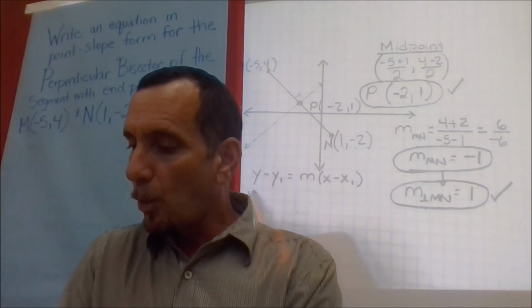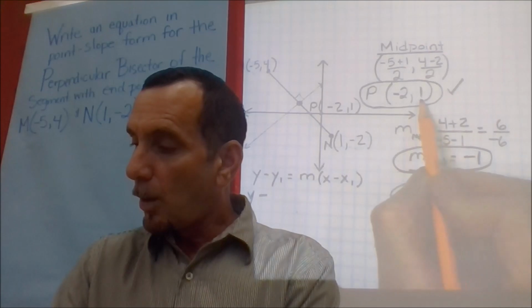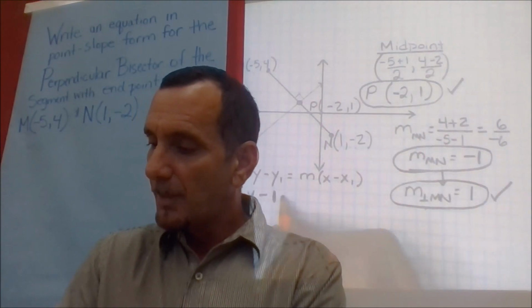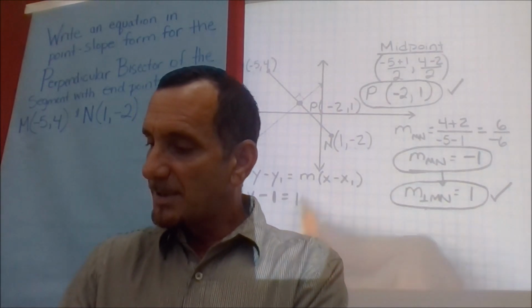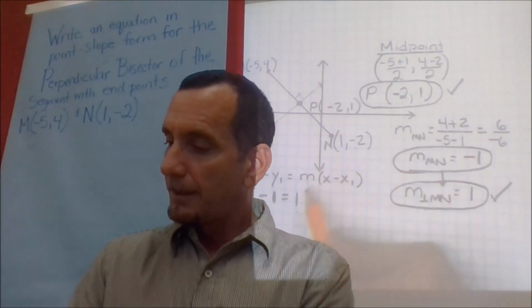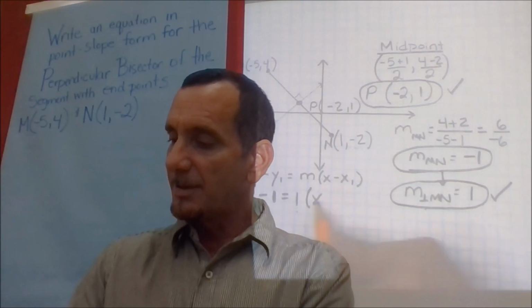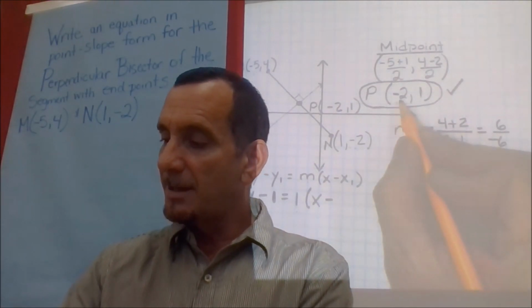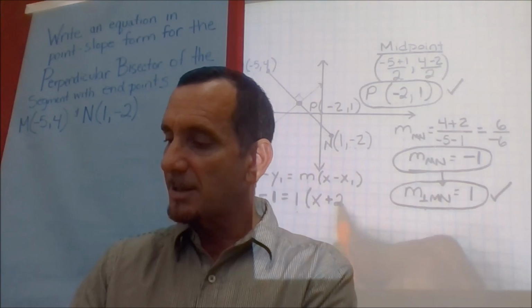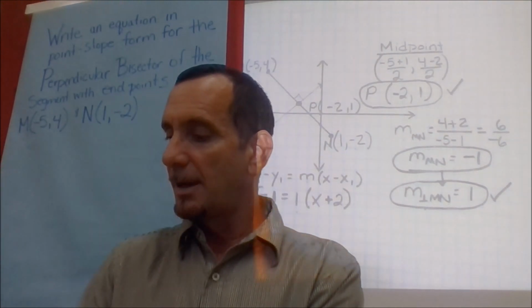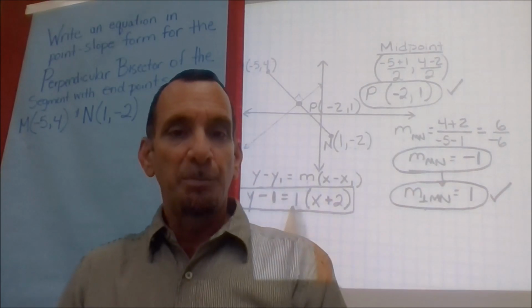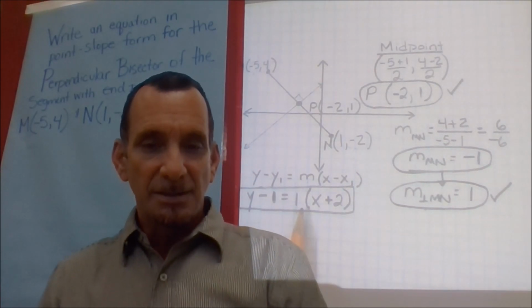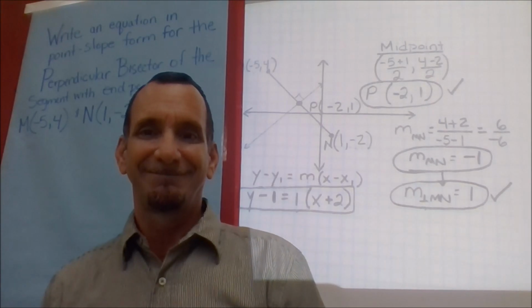So I'm going to say y minus y1 is 1 equals 1, which is the slope, x minus a negative 2. I'm just going to put plus 2. And there you have it, the equation of the perpendicular bisector of the given segment.